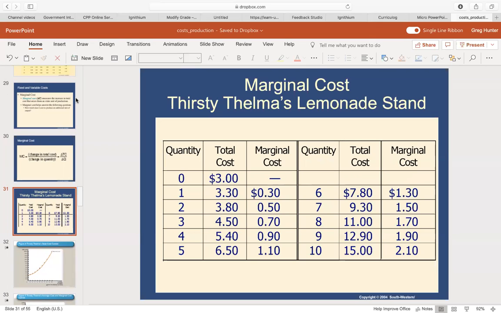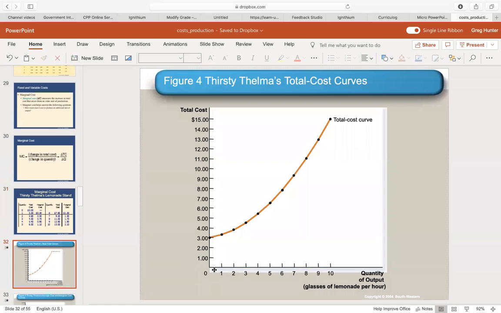I guess I would say, Nicole, I know you had trouble turning on your mic, but this is just checking. So you feel comfortable with marginal cost now? Yeah. Okay, great.